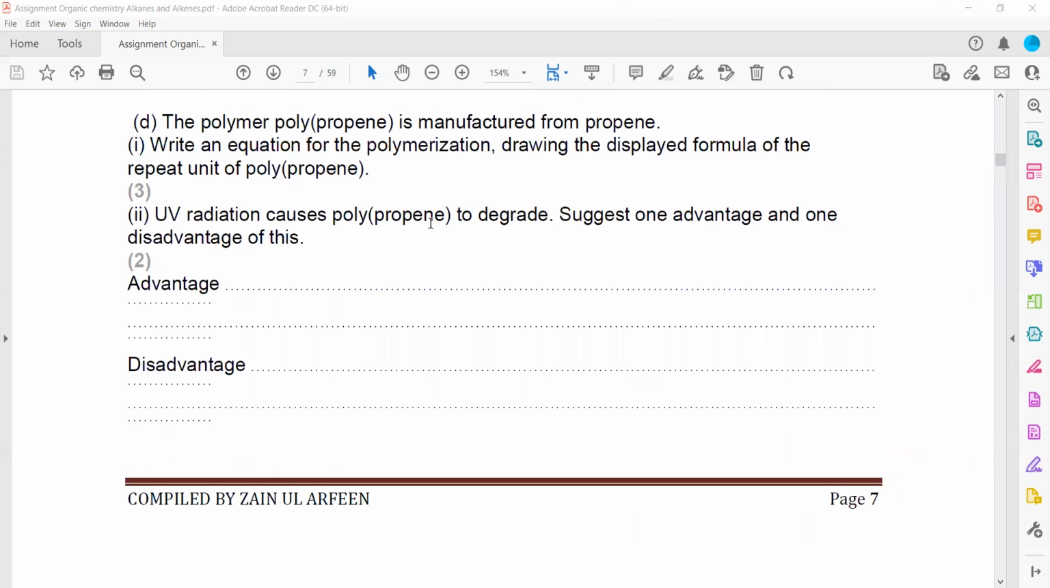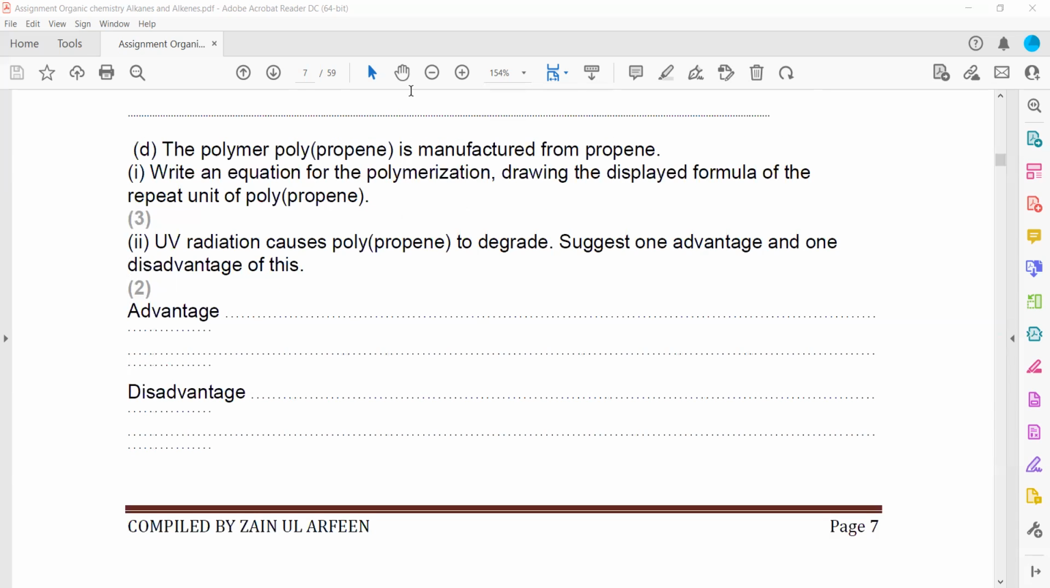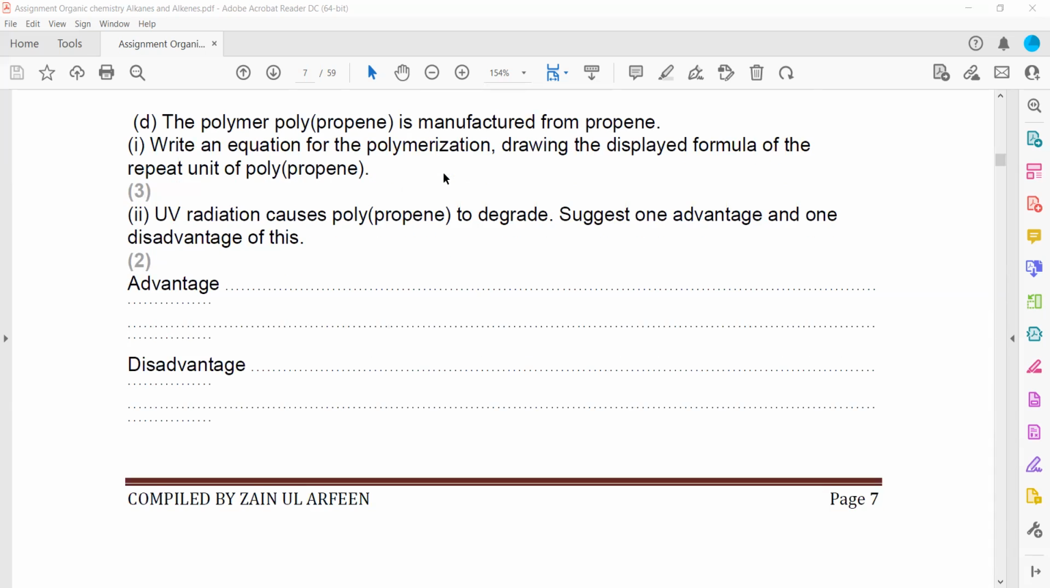The polymer polypropene is manufactured from propene. Write the equation for the polymerization. Draw the displayed formula. So there's a small space available here. You have to draw the structure for polypropene.